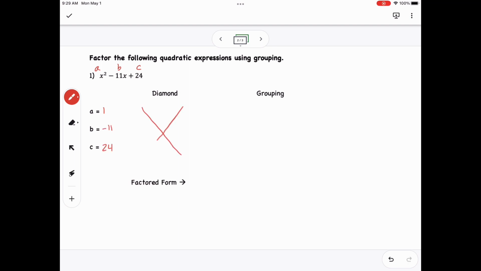So then to identify what our A, B, and C are: A is 1, B is negative 11, C is 24. A times C would be 24. B is negative 11, so we were looking for factors of 24 that add to get us negative 11. Because 11 is negative, we might need to add two negative values. Negative 3 and negative 8 add to get me to negative 11. So those are my two factors.